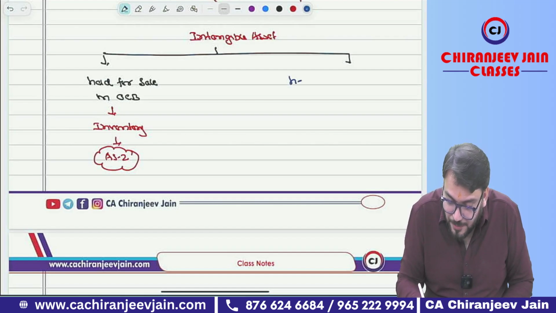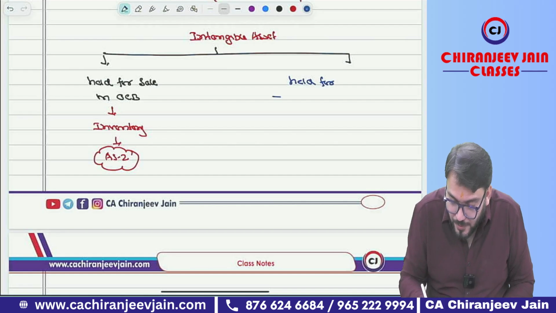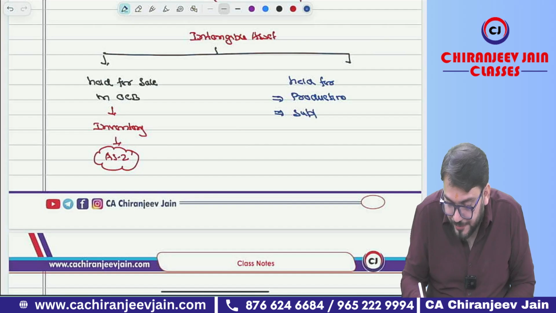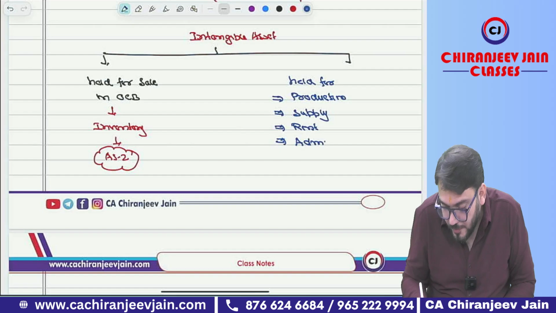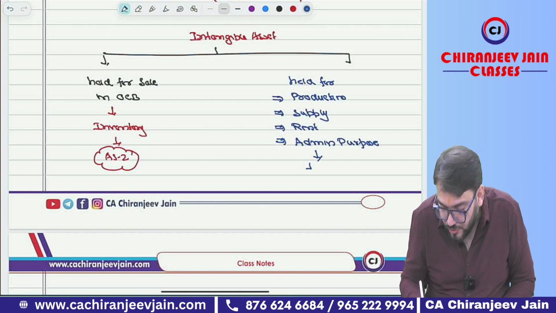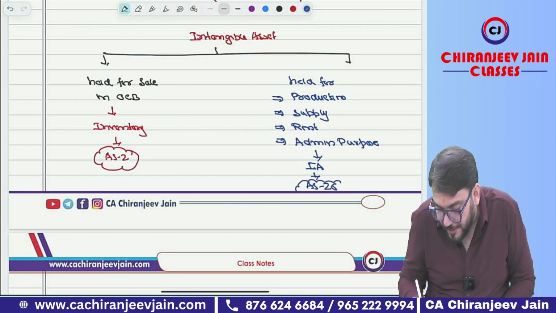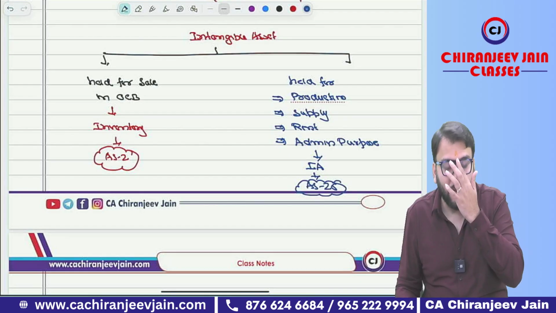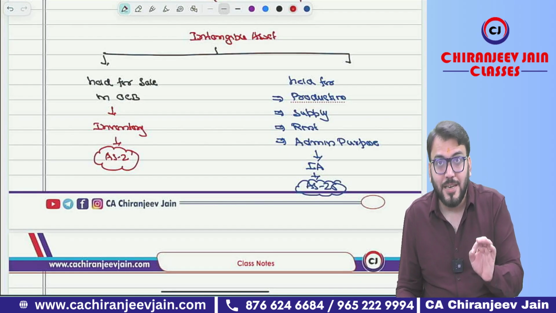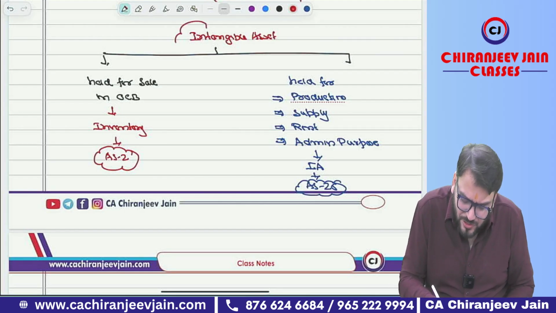Can I say any intangible asset which is held for either production or for supply or for rent or for admin purpose is actually an intangible asset, and AS26 will be applicable. AS26 will be applicable. Got this point? Correct? I think in this, no doubt, you have understood.